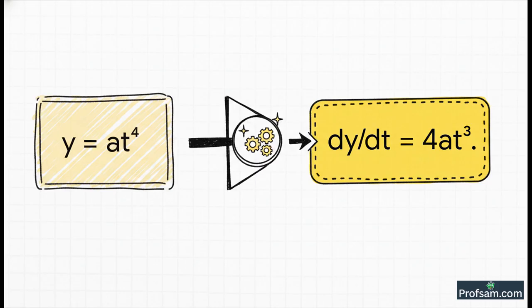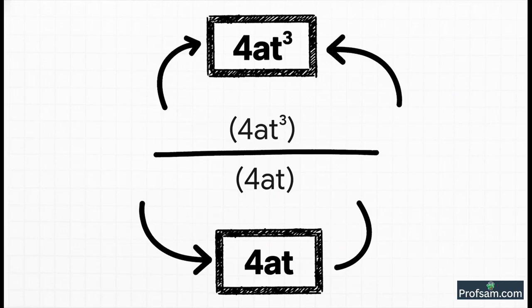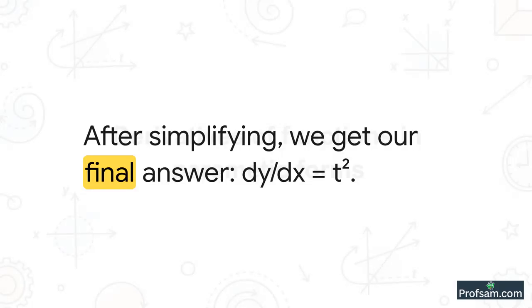We're almost there. And now for the final and easiest step. Step 3. We just plug our 2 results into our power-up formula. So that's dy by dt on top and dx by dt on the bottom, which means we have 4at cubed divided by 4at. And now we just simplify. Look, the 4a on the top and the 4a on the bottom, they cancel each other out. Gone. Then the t at the bottom cancels with one of the t's from the t cubed on top. So what are we left with? Just t squared. That's our final answer. See? Simple, hey na?